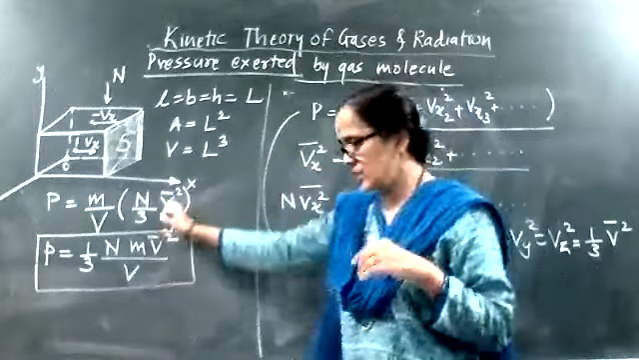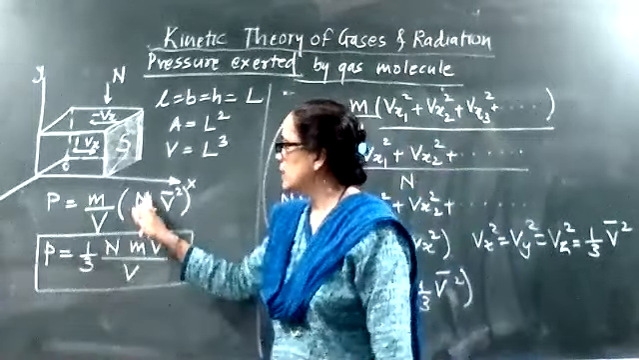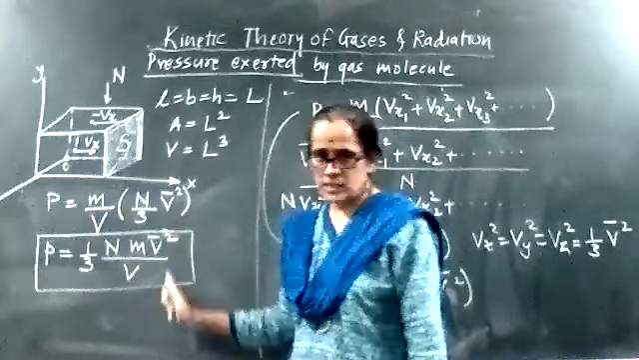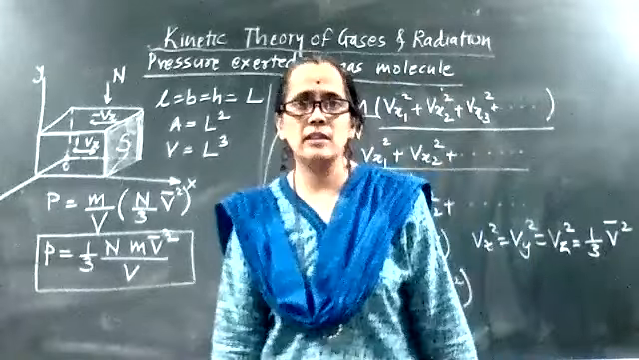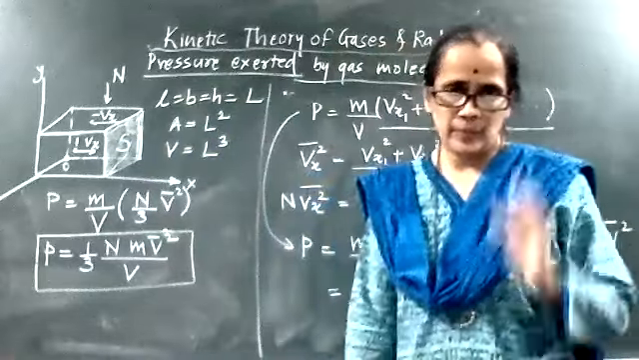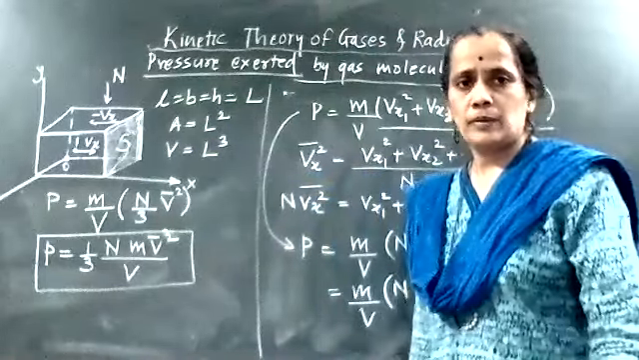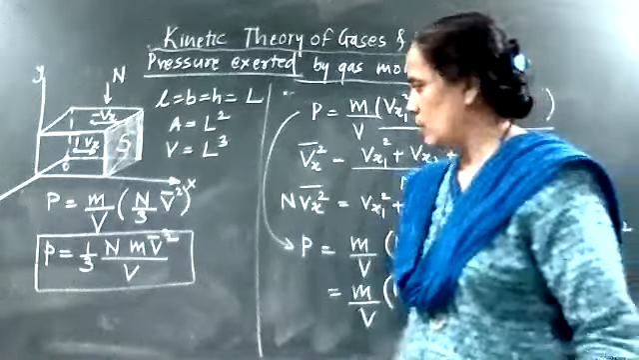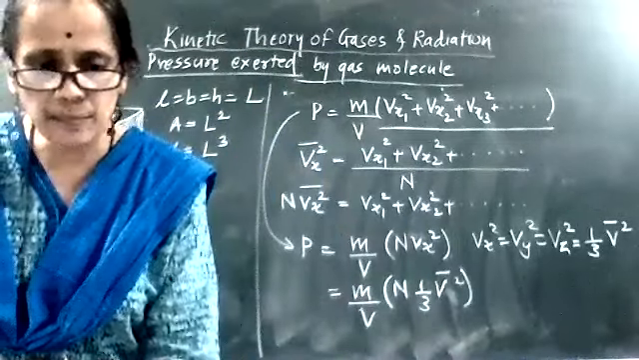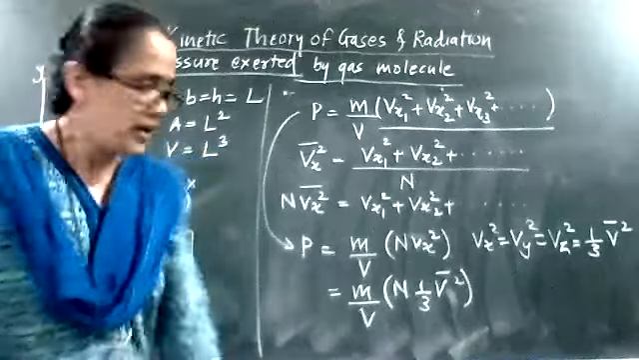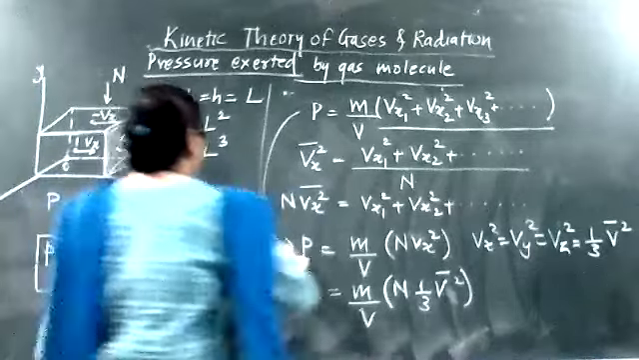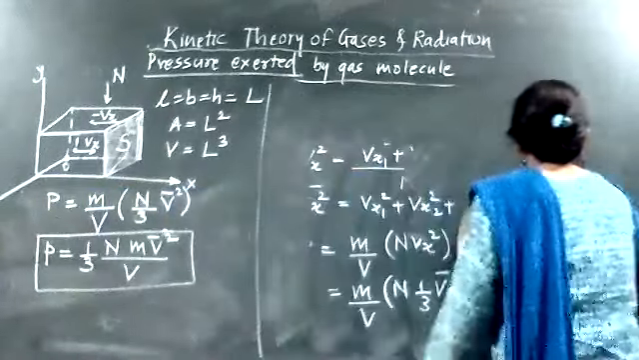Only I have rearranged it. 1 by 3 N, m will be taken near the average velocity. And this is nothing but your pressure exerted by the gas molecules. Getting? Any doubt here? Clear? Okay. Now, this V bar square I can replace with the help of the average velocity. Now, here I am getting a pressure expression.